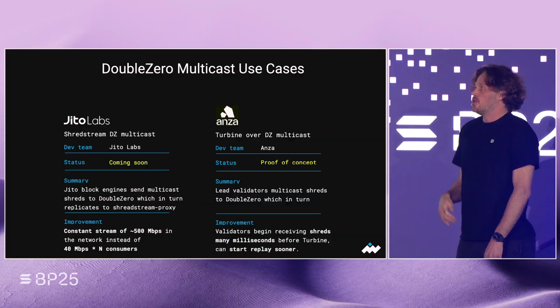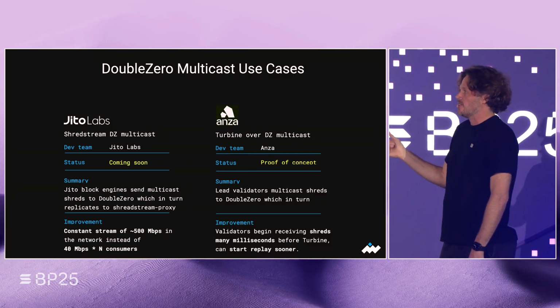Now, we've talked about things that exist on the public internet. All the things that I've said so far exist on the public internet. But let's turn to something else, which is multicast. Multicast does not exist and cannot exist on the public internet. And so we have two case studies here, one with Jito Labs and one with Anza.